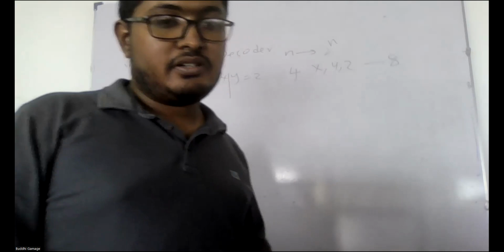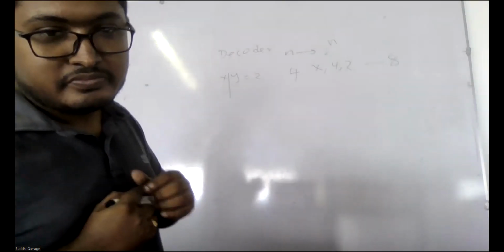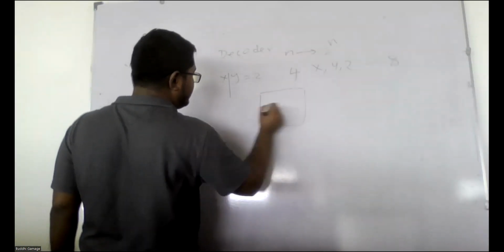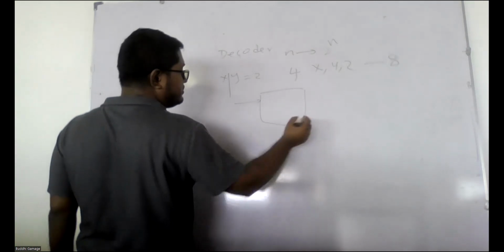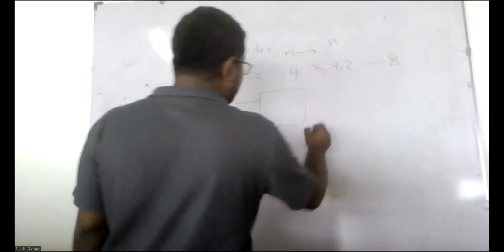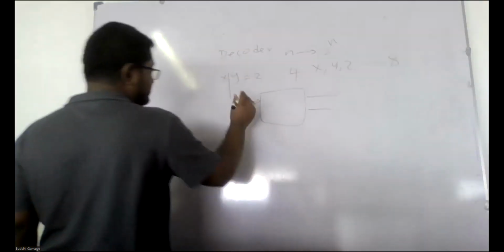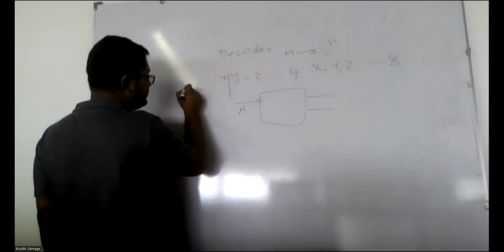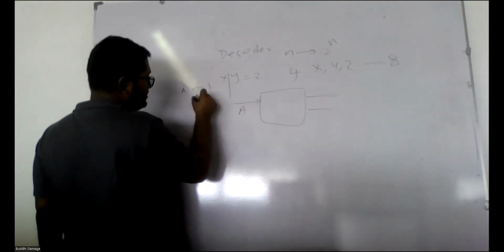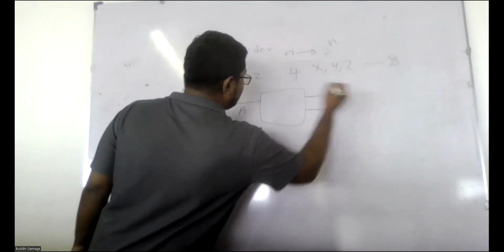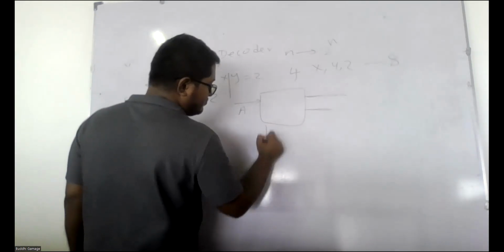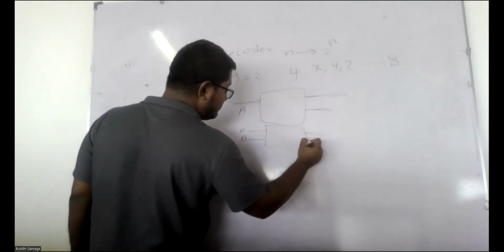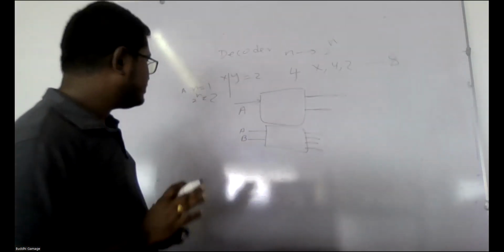So for a decoder, there is a binary value. Let's consider only one variable, a. Then n will be 1, so 2 to the power n will be 2. There should be 2 outputs. With A and B, there should be 4. Right? That's the theorem.